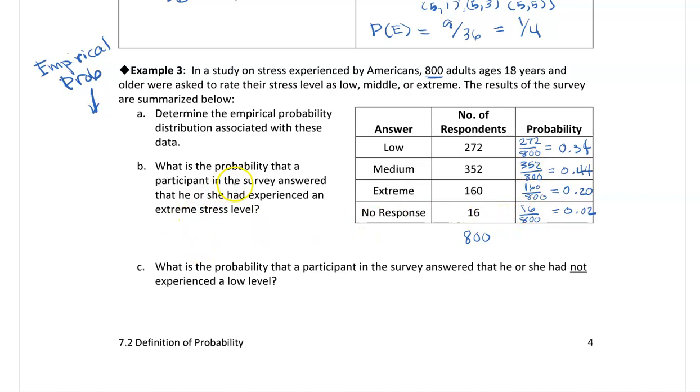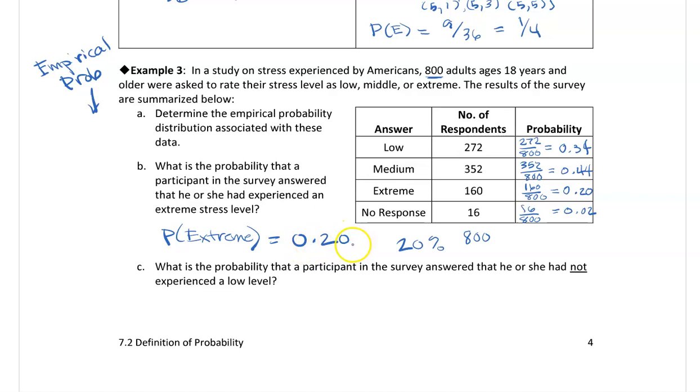What is the probability that a participant in the survey answered that he or she had experienced an extreme stress level? So we're looking for the probability of answering extreme. And we can just read that right off the table. 0.20. So 0.2 is our probability. We could also write that as 20%. But don't get confused, because this is not 0.2%. It's either 0.2 or 20%. I would suggest just leaving things as decimals unless there's a reason not to.